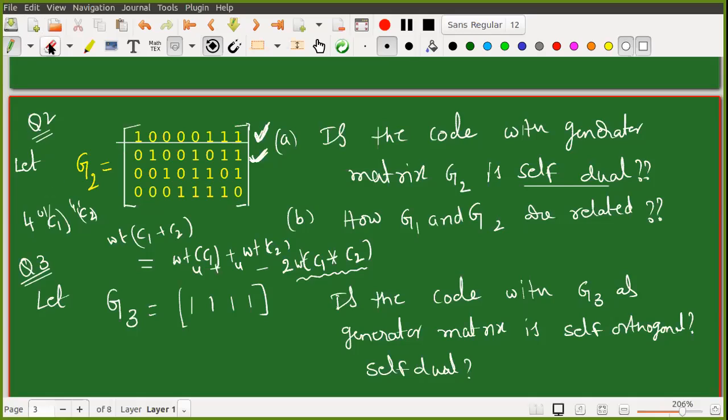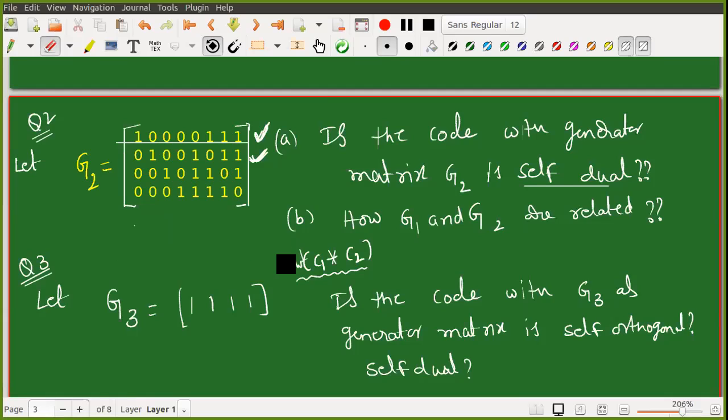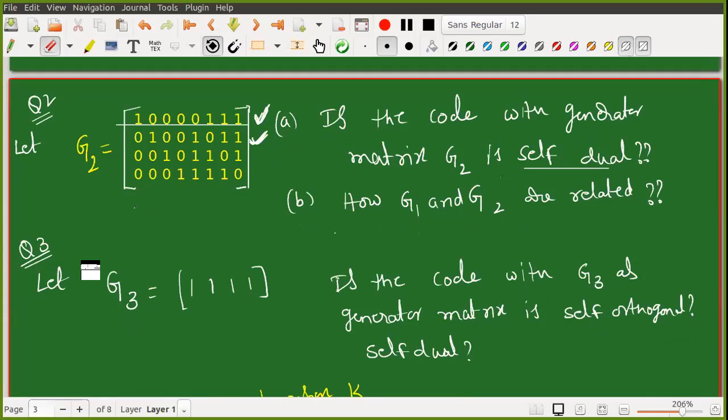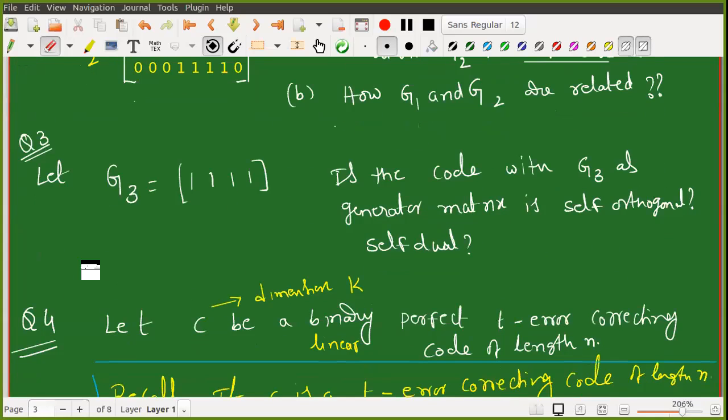Okay, think about it. I do not go further. Very beautiful actually, right? This is the question I asked in the previous one also. I think question 26 is related to that, maybe 25 or 26. Okay, let it be. So now G3 is equal to... is it self-dual, self-orthogonal?